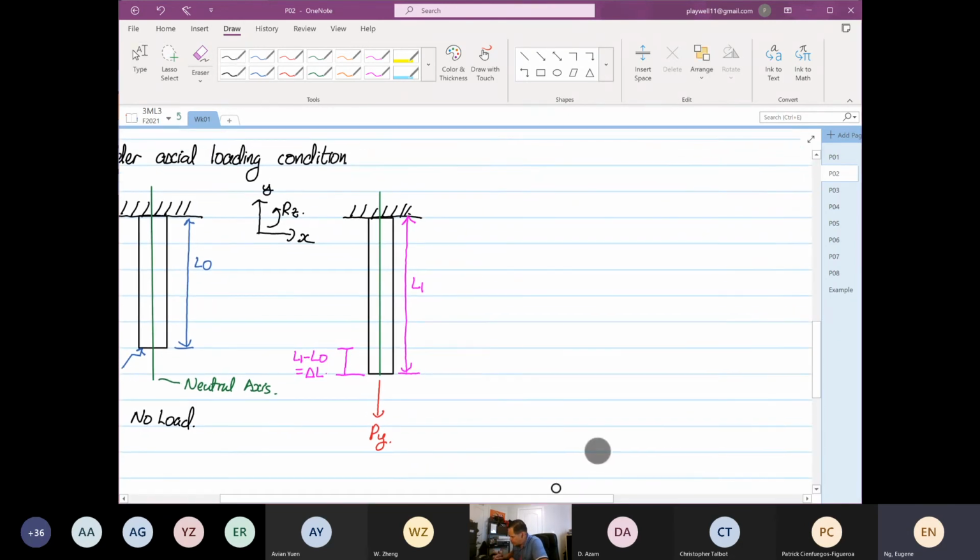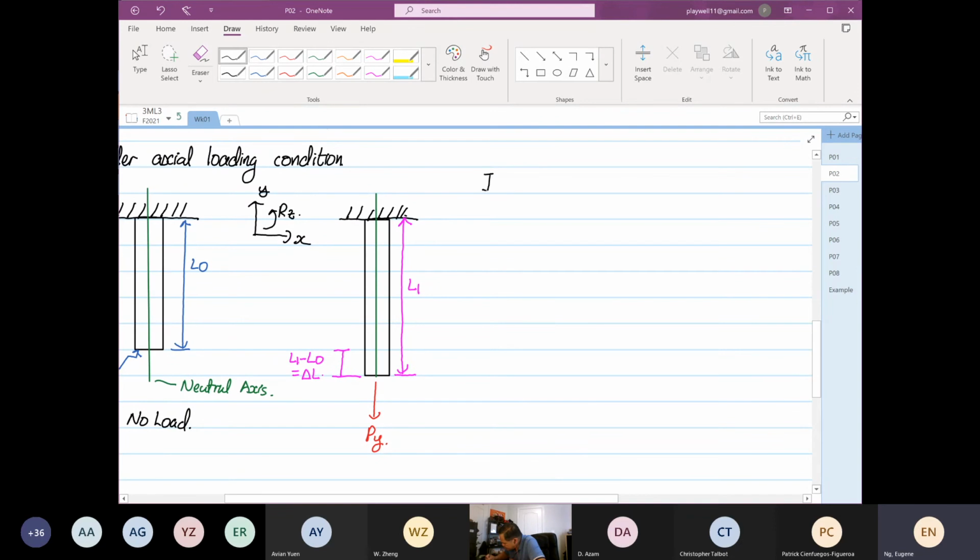Okay, so as I mentioned before, in the elastic region, the material will obey Hooke's law. So what do I mean by the material will obey Hooke's law?